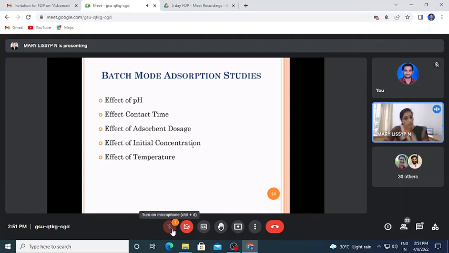Then initial concentration. We know that with a lower concentration of metal ions in solution, more adsorption takes place at the binding sites. If the concentration increases, slowly the clogging takes place at a faster rate. Then temperature is very important. As I said, the adsorbent nature will have a tendency for elongation or something like that. What happens when the temperature increases and decreases also has to be taken into account, and based on that, thermodynamic studies also have to be done to find the feasibility of the process.